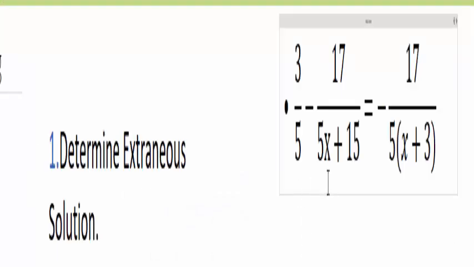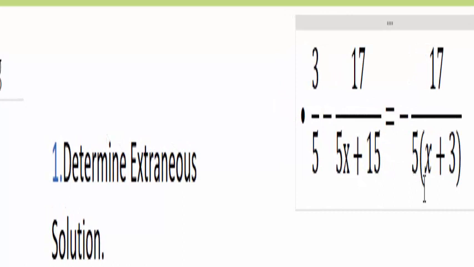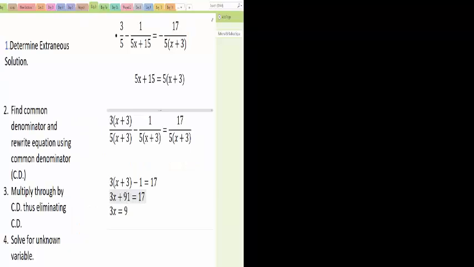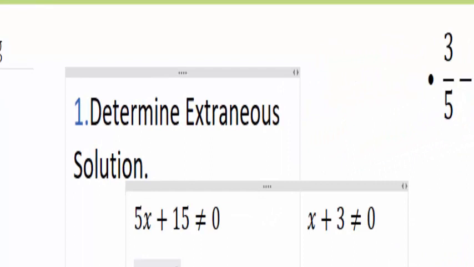So for this problem, first thing we're going to do is find our extraneous solution. So 5 can never equal 0, so we don't have to worry about that term. We set 5x plus 15 equal to 0 and find that x cannot equal negative 3. And when we look at the last term, we know that what's in parentheses cannot equal 0, because 0 times 5 would be 0. And so, again, x cannot be negative 3. So our extraneous solution would be that x cannot equal negative 3. Negative 3 would be the extraneous solution. So we have to make sure x is not negative 3.